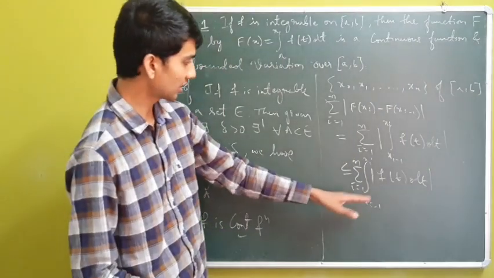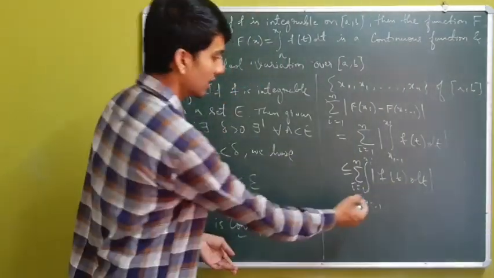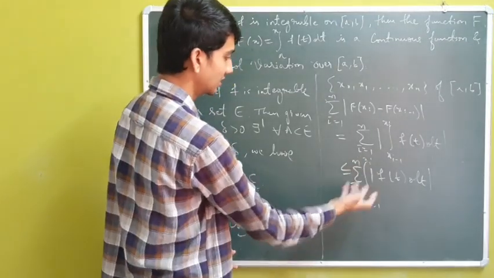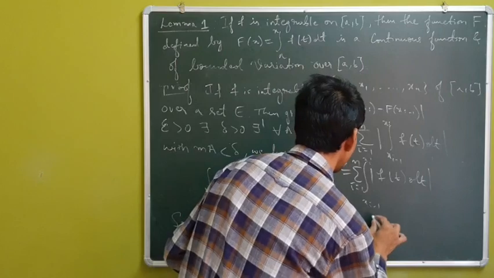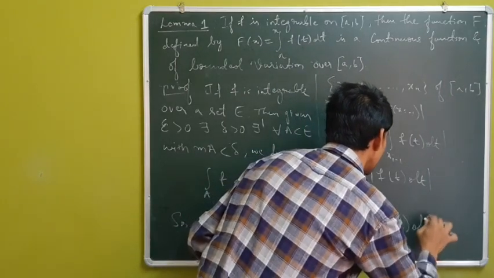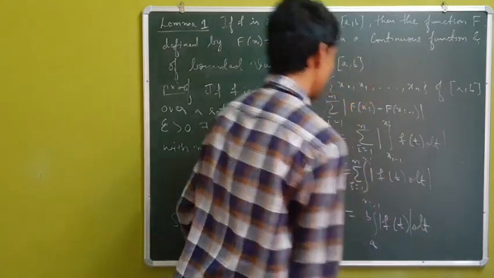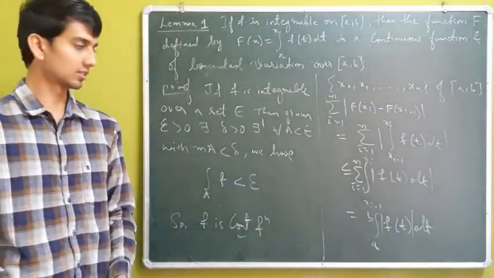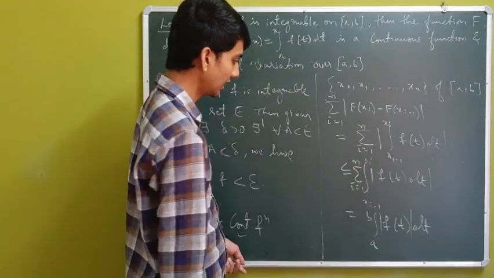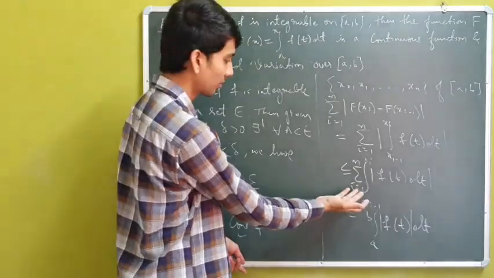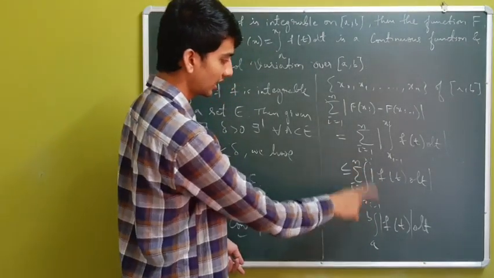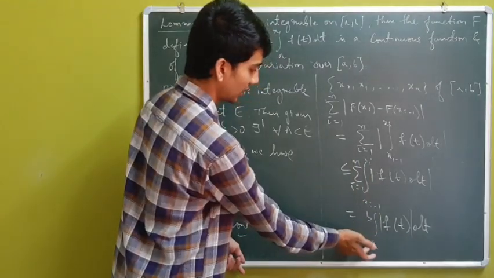Now having this to be less than or equal to this, if you observe the integral from xi minus 1 to xi, and the summation is running from 1 to n, this is the same as the integral over the complete interval [a, b]. As we have the integral from xi minus 1 to xi and the summation running from 1 to n, we have this to be the whole of the interval. So now the integral is over the whole of the interval [a, b].